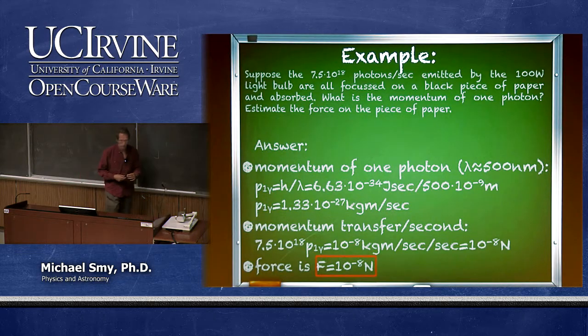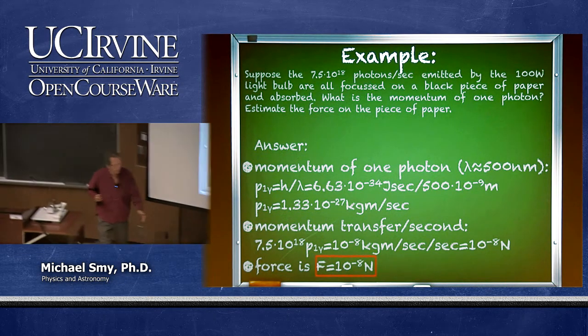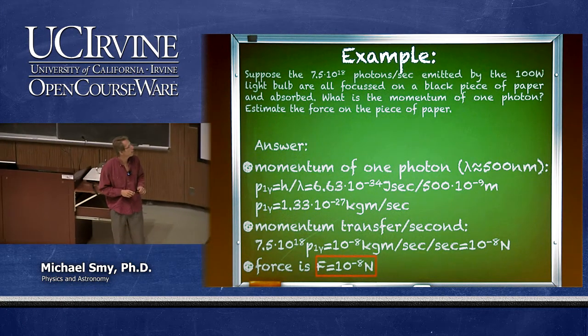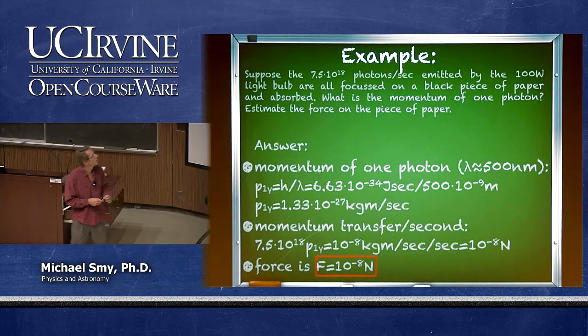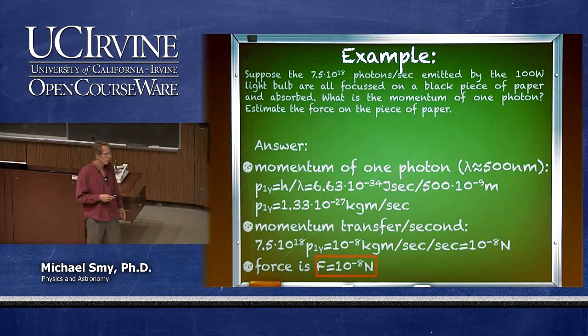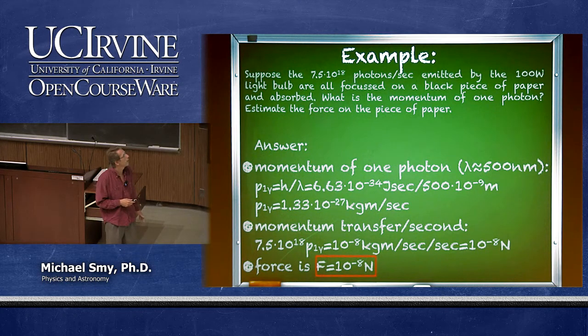Well, before we do that, let's first look again at our example that we calculated with the light bulb, and see how much momentum is actually absorbed by a piece of paper if you focus all photons from a 100-watt light bulb onto it. And we know that the momentum of one photon, again we assume 500 nanometers, is h divided by lambda. So this is the Planck constant divided by 500 nanometers. Then we get 1.33 times 10 to the minus 27 kilogram meters per second.